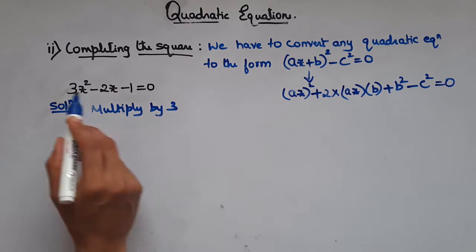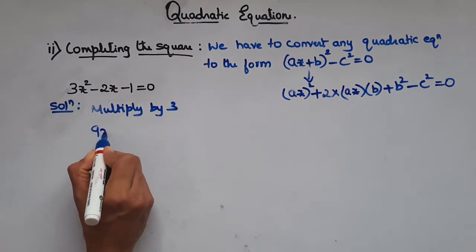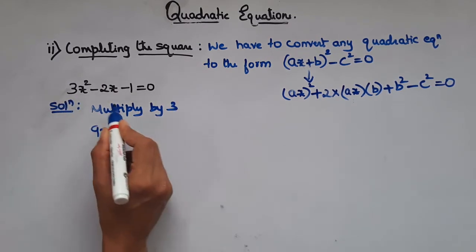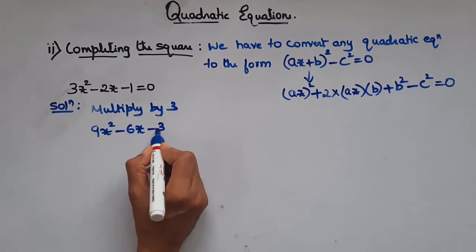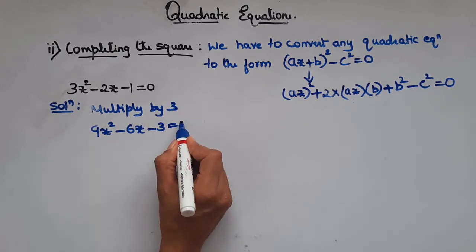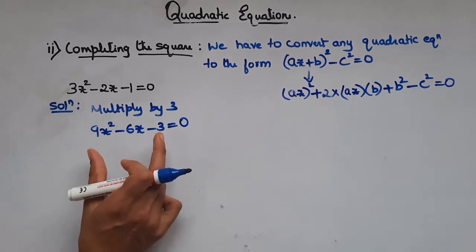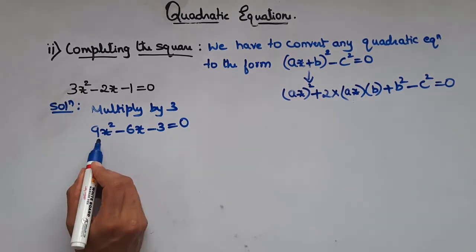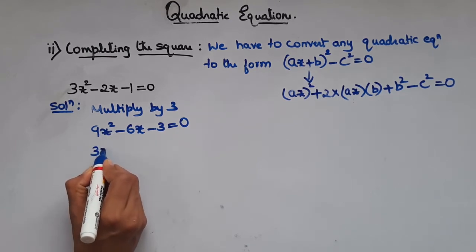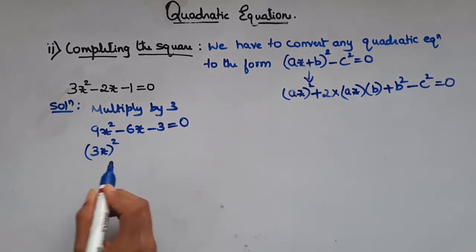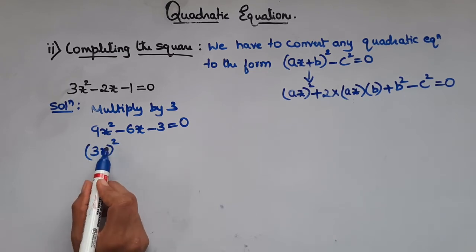We have 3 into 3, 3 3s are 9x square, minus 3 2s are 6x, minus 3 1s are 3, which is equal to 3 into 0 is 0. So now we have to write this equation in this form. 9x square can be written as 3x the whole square, right? So 3 3s are 9, x into x is x square.